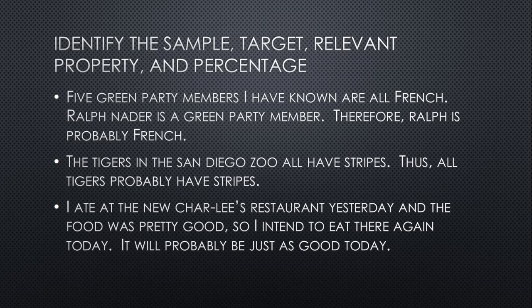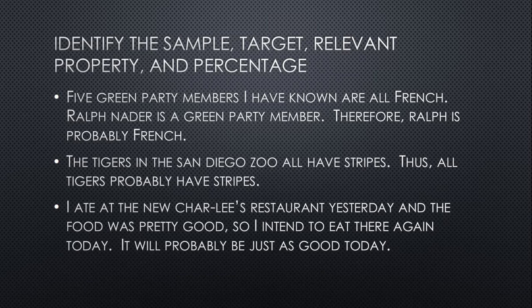Alright, so next, what is the relevant property? What is the property we're trying to draw a conclusion about, that we're trying to attribute to the target in this kind of argument? This is more of a particular argument in regards to Ralph, who is a member of the Green Party. What kind of property are we trying to attribute in the conclusion to Ralph? It's about being French, right? So the relevant property is about being French. And then next, what is the percentage? What is the percentage of members in the sample that are French? Well, in this case, of the 5 Green Party members I've known, all of them have been French. So here, the percentage is 100%.